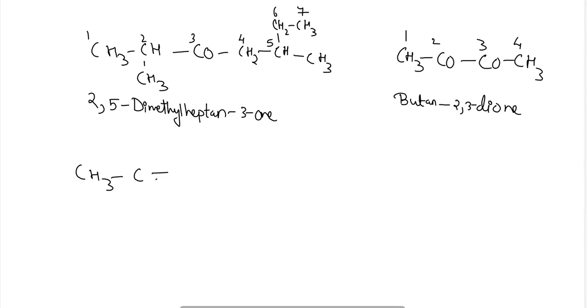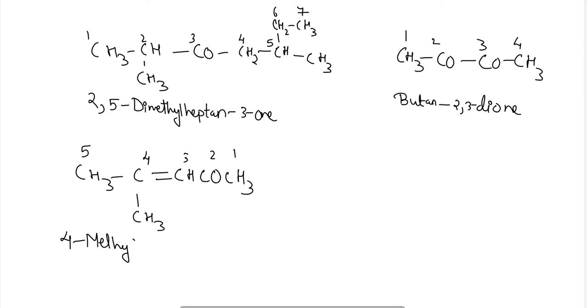CH3 C double bond CH CO CH3, where a side chain is also there, that is CH3. So for the name of this compound, the numbering will start so that the first preference is given to the lowest locant. It will be the carbonyl group. So I am starting the numbering from the right hand side. So 1, 2, 3, 4, 5. The name of this compound will become 4-methyl for the prefix. Then for the 5 carbon atoms, pent, at the third position, ene is there. For the second position, one is there. So the name of this compound will become 4-methyl pent-3-en-2-one.